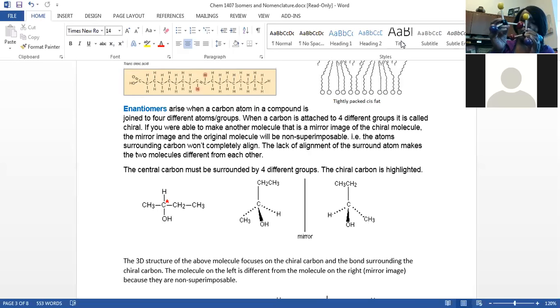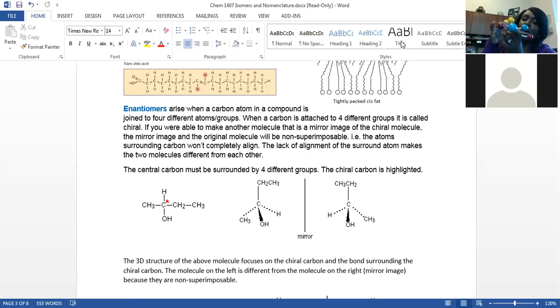Superimposable means that when you try to line these up, the yellow lines up with the yellow, and the purple lines up with the purple. You see that? The purple and the purple line up. The yellow and yellow line up. Look at the red and the blue. They don't line up. Oh, I'm struggling. See? This is the part that makes them different.